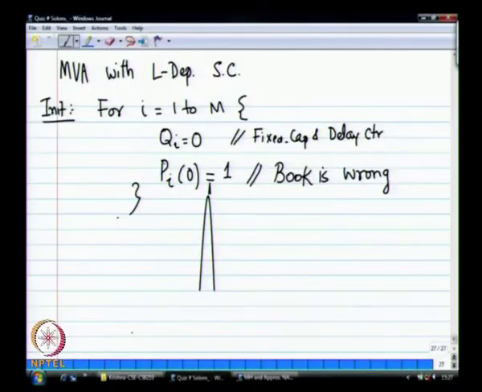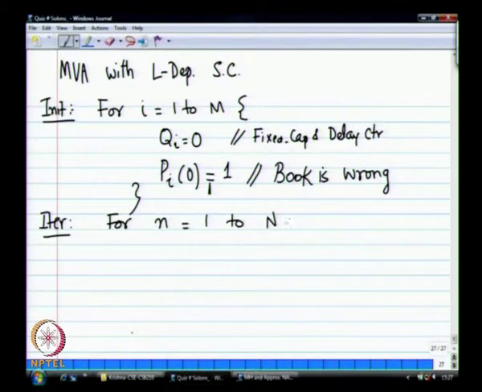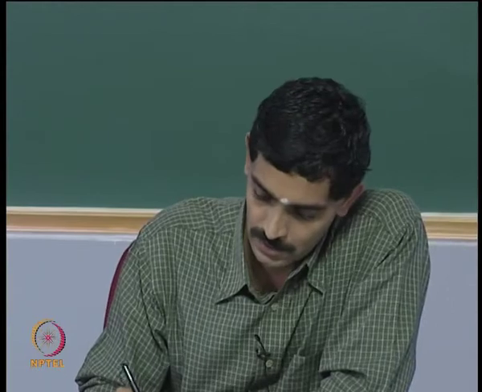So this is your initialization, then your iteration. For a given input value n, we compute the values for n equals 1, then based on those, the values for n equals 2 and so on, just like we did in the exact MVA. So this is now for every queue.